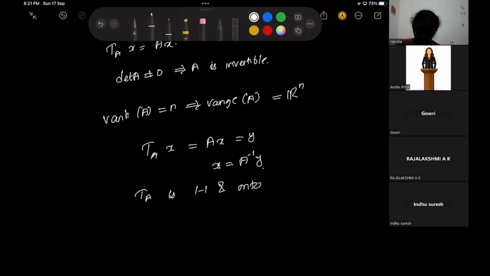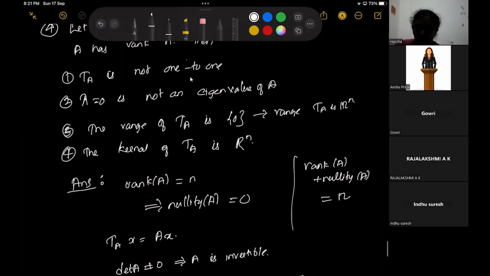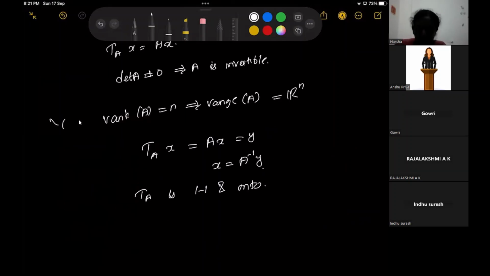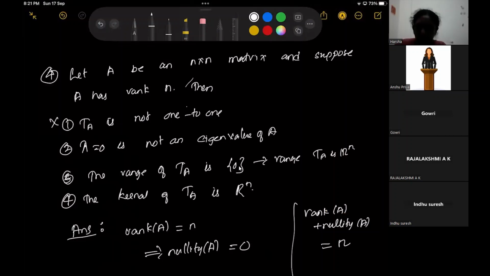Okay. So going to the options. We got TA is 1-1 and onto because A is an invertible map. So TA is not 1-1 is wrong. And the range of TA is 0 is also wrong because the range of TA is complete Rn. We found that rank equal to n, and rank is the dimension of the range. Here the dimension of 0 is 0. Dimension of range is n means it should be Rn. So this third option is also wrong.